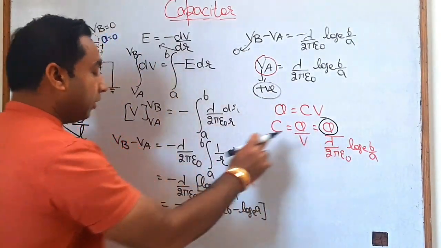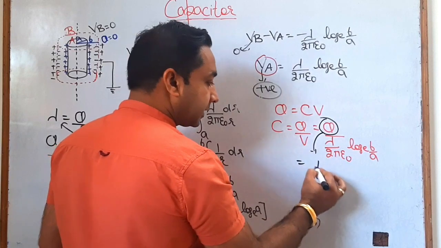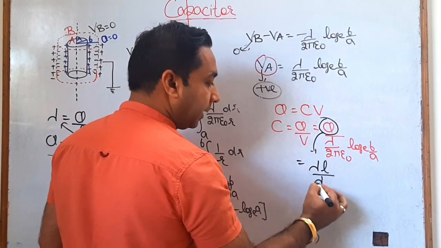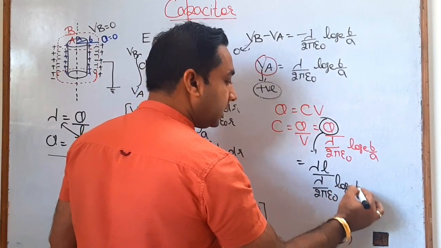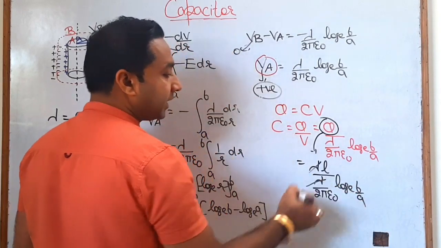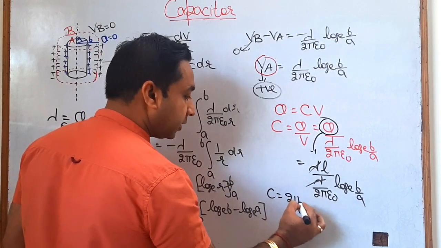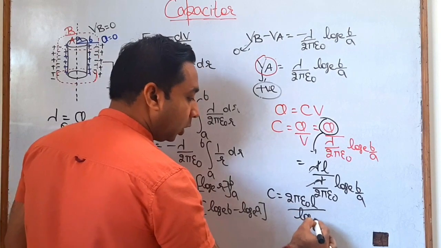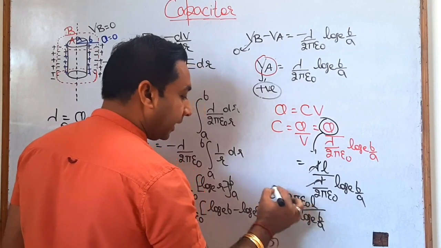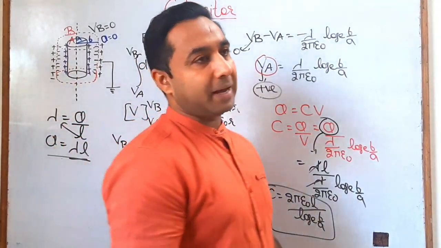So if we put this value of Q as lambda into L, then what is the final answer? Is it lambda L upon 2 pi epsilon naught log e b by a? Lambda cancels with lambda. So what's the final answer? Taking this upward, it is 2 pi epsilon naught into L upon log e b by a. So this is the capacitance of the cylindrical capacitor.